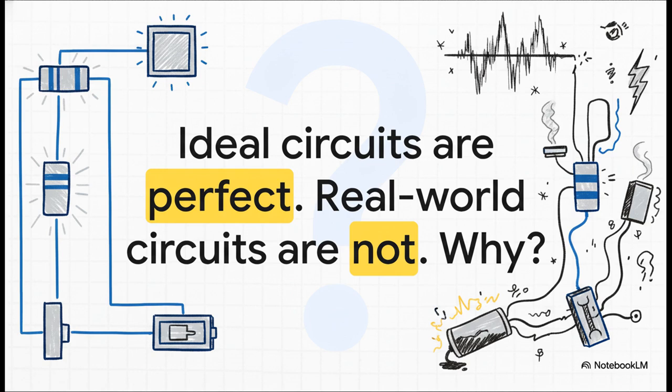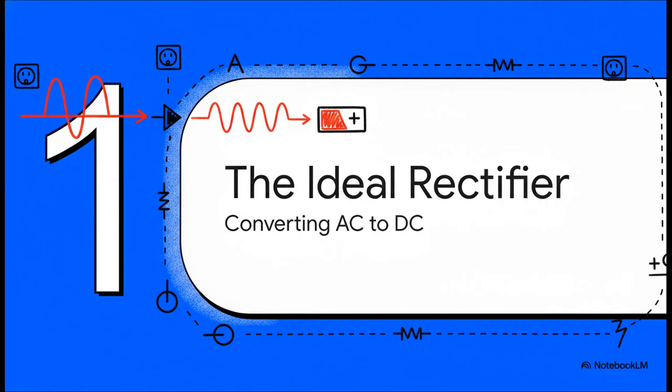But then you get out into the real world, and things get messy. So today, we're going to explore what happens in that gap between the ideal theory and how things actually work. Okay, so let's start with the perfect plan on paper. We're looking at a pretty basic circuit called a half-wave rectifier.